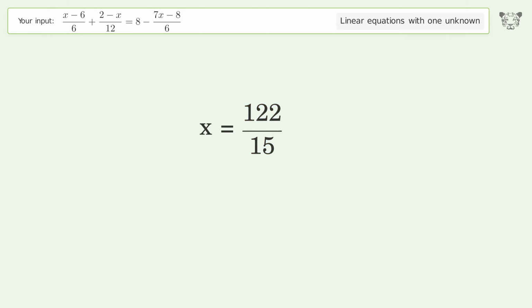And so the final result is x equals 122/15.